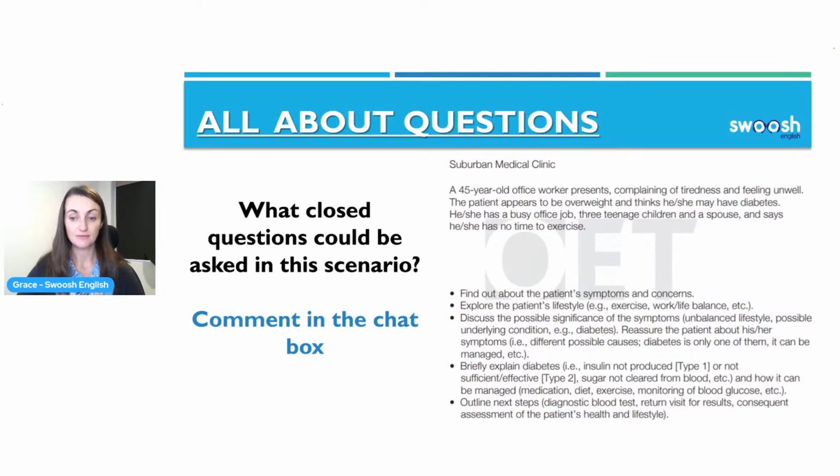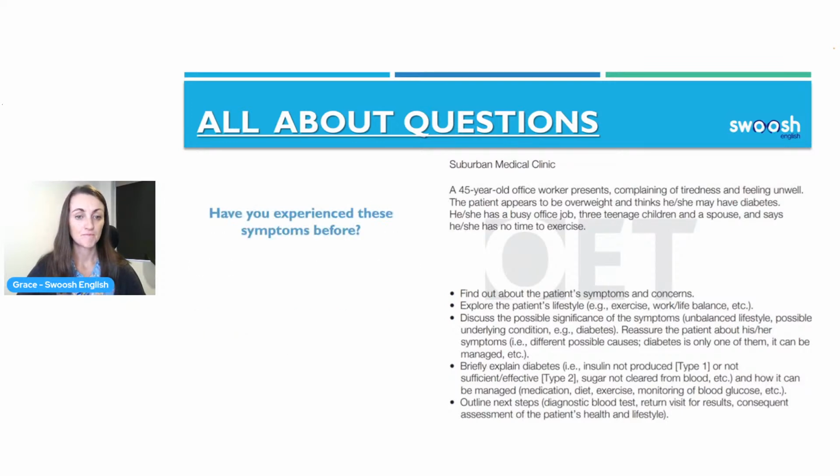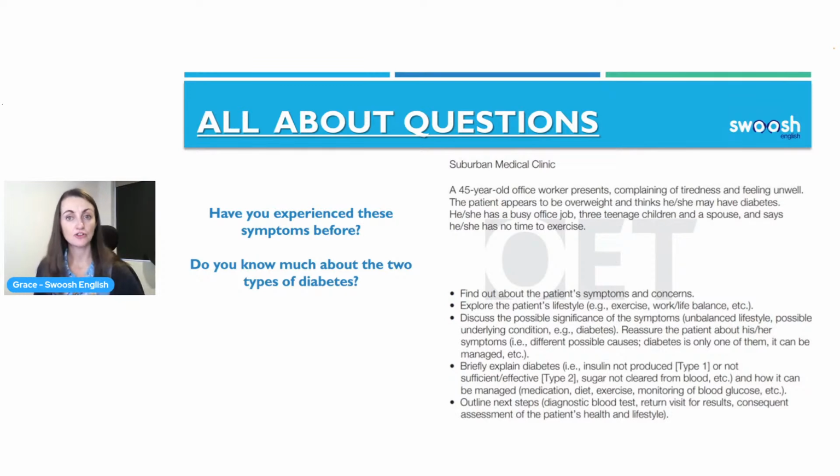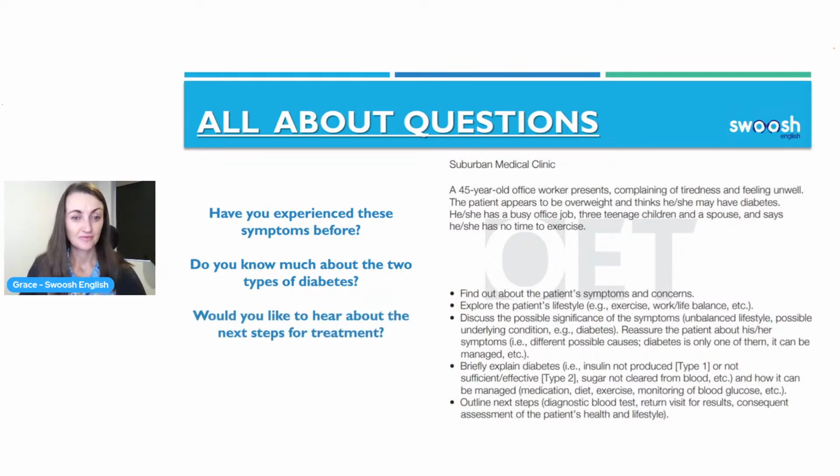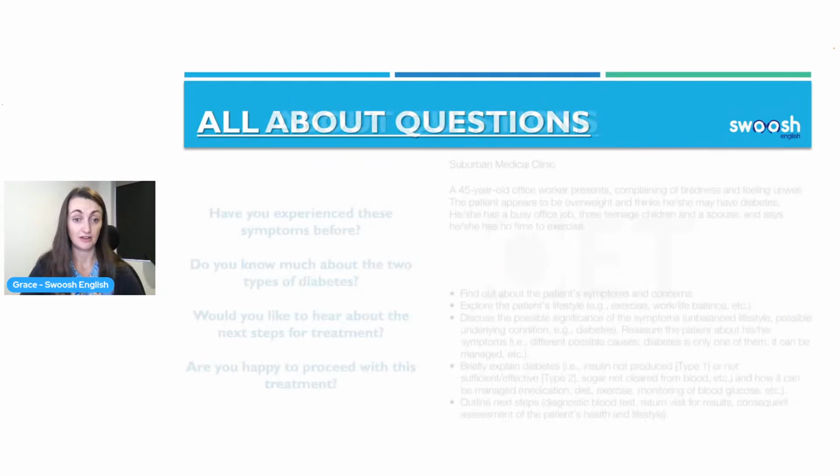So we've had a moment here to think about our closed questions. Let's now see some examples. Have you experienced these symptoms before? Do you know much about the two types of diabetes? So this is a good question to ask because you don't want to start talking about diabetes if the patient already knows. So you want to check if they know anything before you start explaining. Would you like to hear about the next steps for treatment? Are you happy to proceed with this treatment? And there we go, that's all of them there.